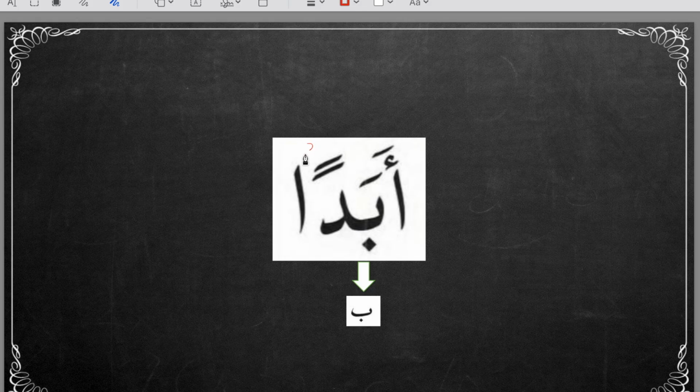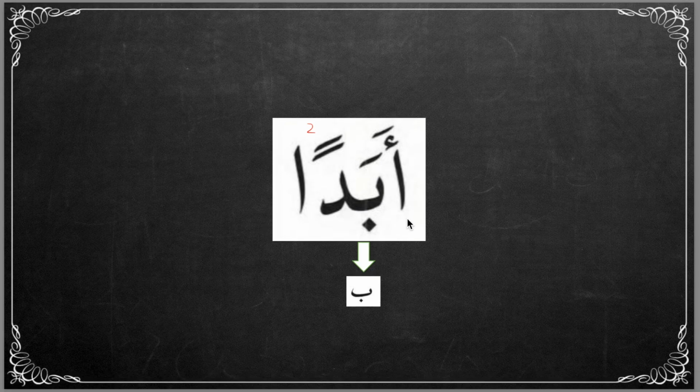It will stop with stretching 2 counts. The noon sound will go away, and we will just take the a sound and stretch it like da. We'll say abada. So what happened? Instead of getting a sukoon, where we're not reading anything on the dal, the fathatain says that I'm very special, so I will stretch here 2 counts. Abada.